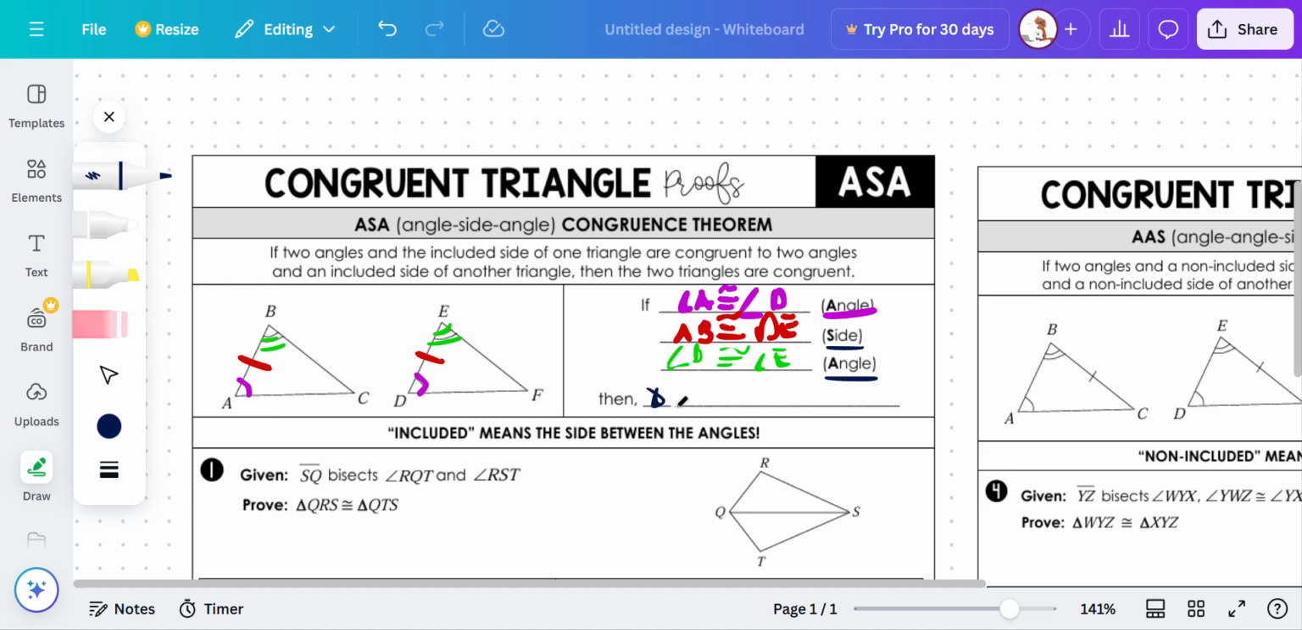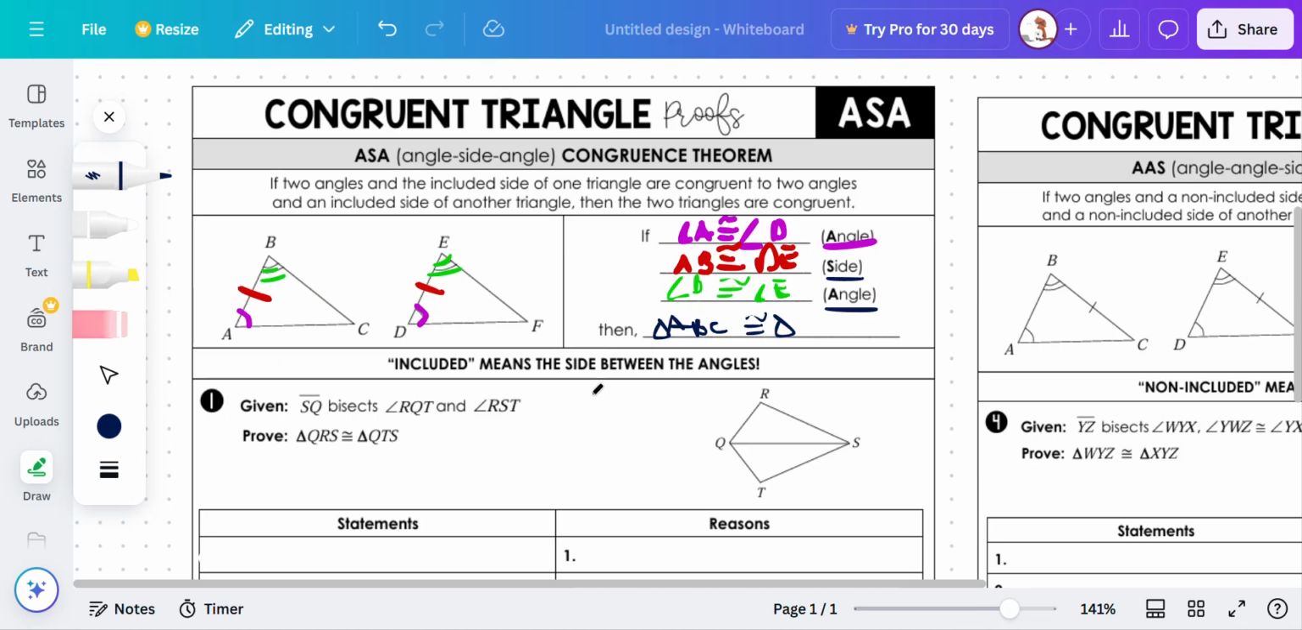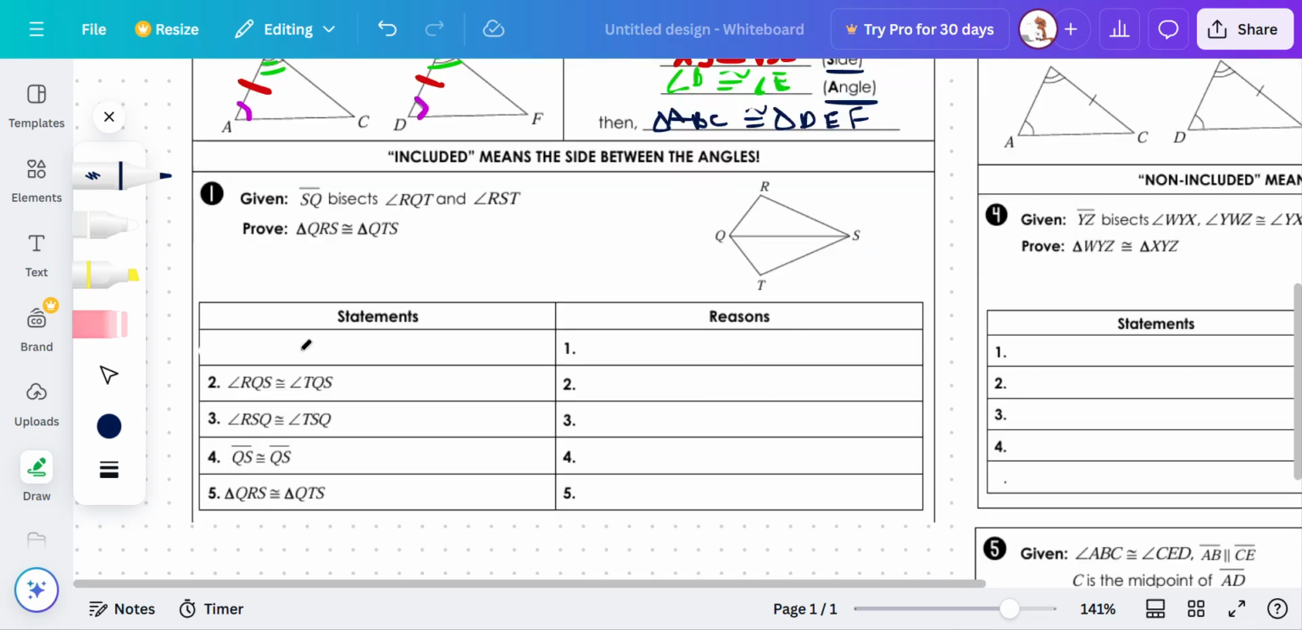So triangle ABC, and remember when we're naming these we have to make sure they match up. Some people were telling me they were having trouble with Savis being mad about the letters. I do need to make sure. So angle A matches up with angle D, angle B matches up with angle E, and angle C matches up with angle F. So there's our congruency statement.